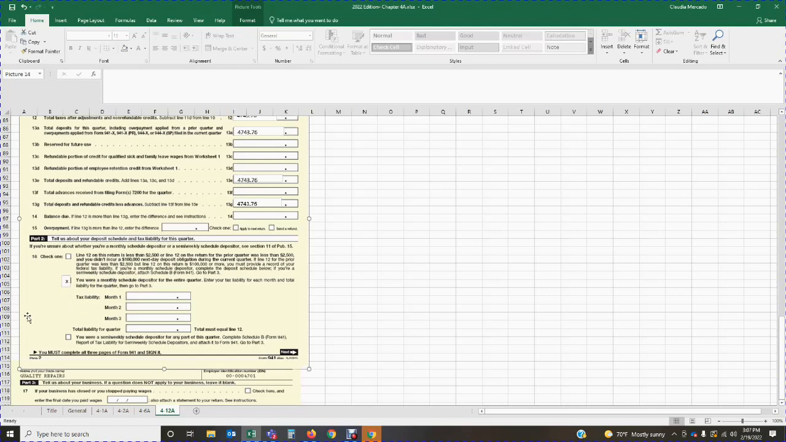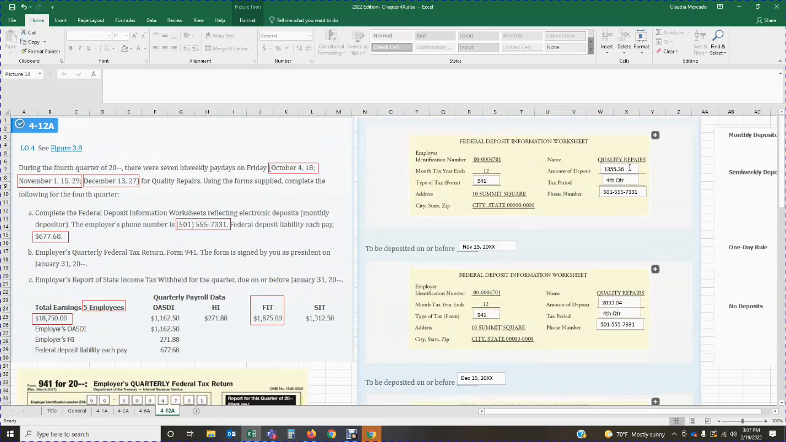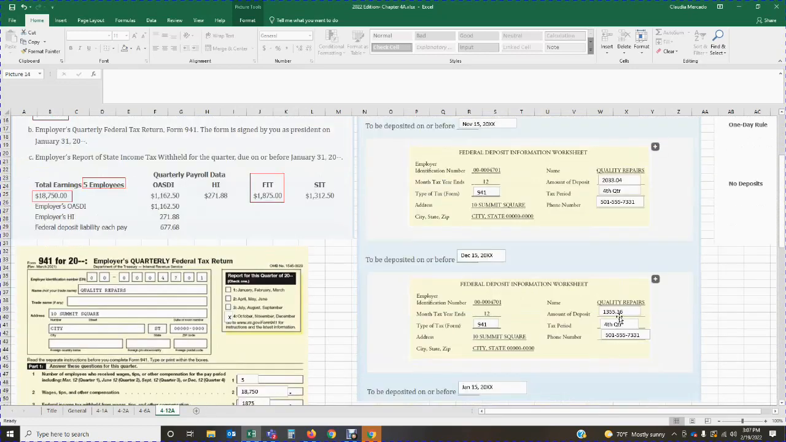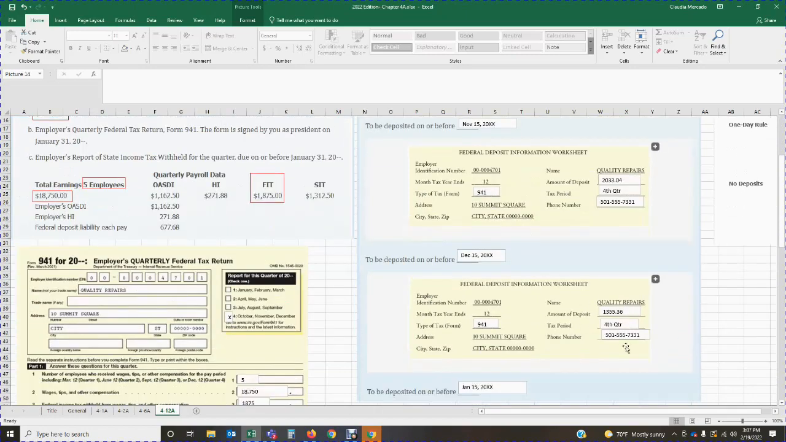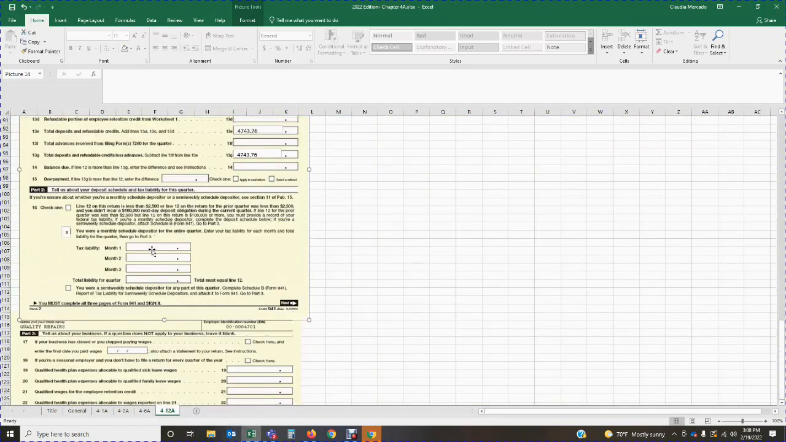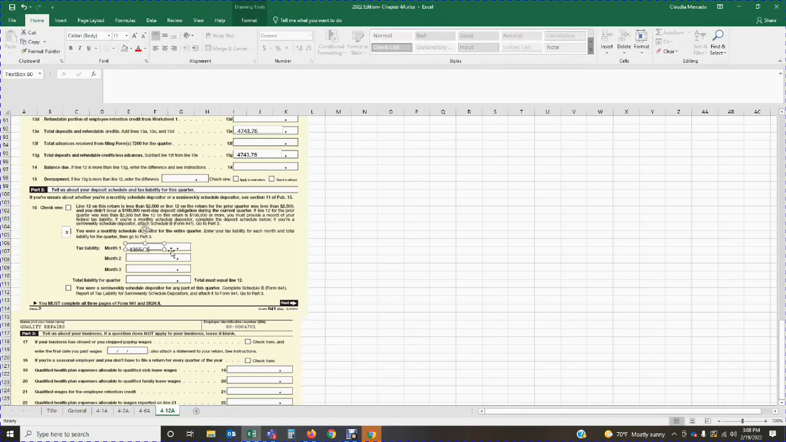Now we have to enter month 1, month 2, and month 3 tax liability. Those were already calculated when we did our worksheets. So it'll be 1355.36 for October, 2033.04 for November, and 1355.36 for December. So we're getting the calculations from the worksheet that we had already done in step number 1. We're going to enter those in the respective boxes for month 1, 2, and 3. Okay, so month 1, 1355.36.